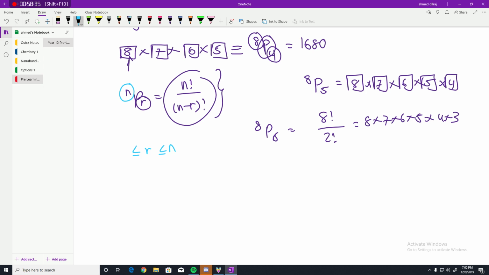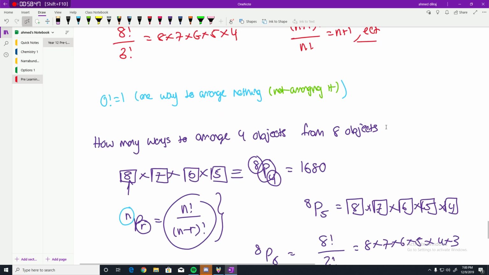Can it just be any positive integer? No, so it has to be 0, right? Because I can arrange 0 objects. So r is anywhere between 0 and n. For example, if we look up here, how many ways to arrange 4 objects, I could just say how many ways to arrange 0 objects, right, Raja? Does that make sense? And the maximum I could say is how many ways to arrange 8. Why couldn't I say 9, Raja?